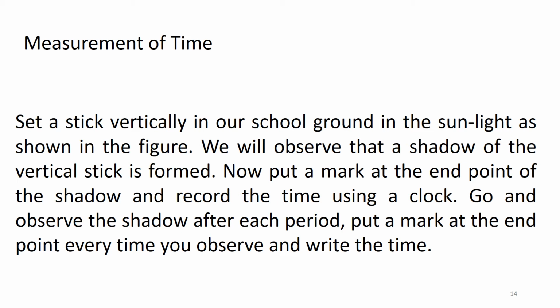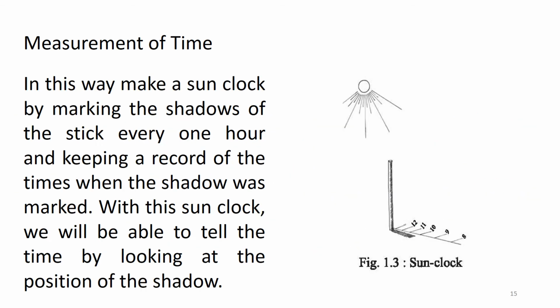Go and observe the shadow after each period. Put a mark at the end point every time you observe and write the time. In this way, make a sun clock by marking the shadows of the stick every 1 hour and keeping a record of the times when the shadow was marked. By doing this, you will make a sun clock. With this sun clock, we will be able to tell the time by looking at the position of the shadow.